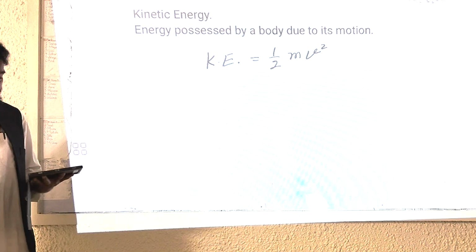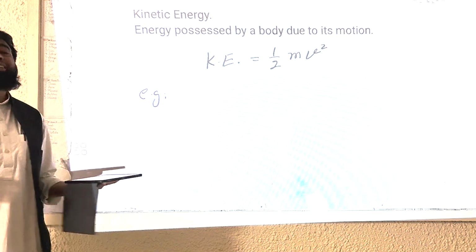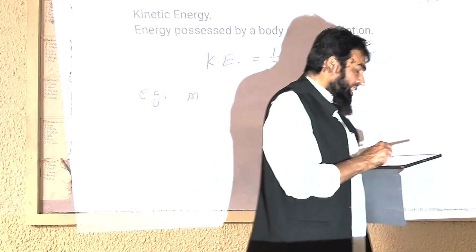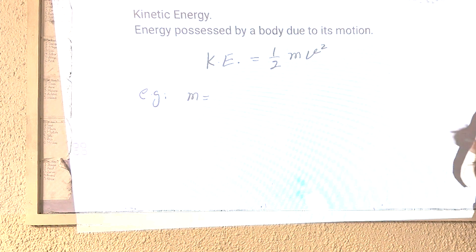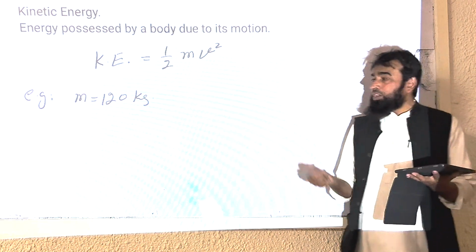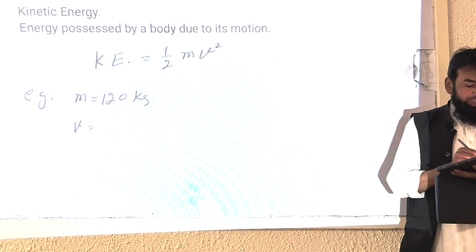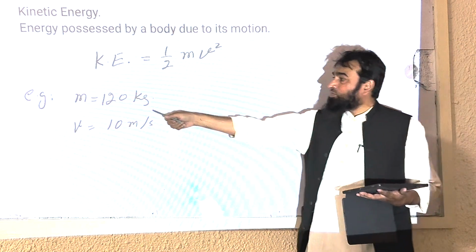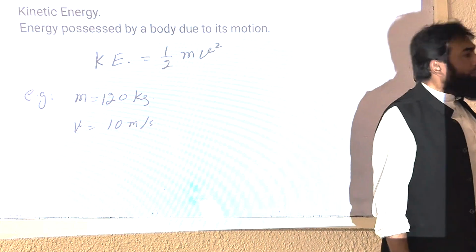Okay. So for example, if we take a body of mass, m stands for mass, here I am taking the example of a body which is of mass 120 kg. Let's suppose that we have a body of mass 120 kg. It is moving with the velocity of 10 meter per second.